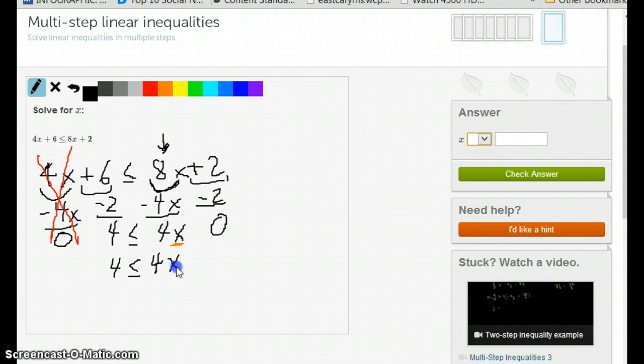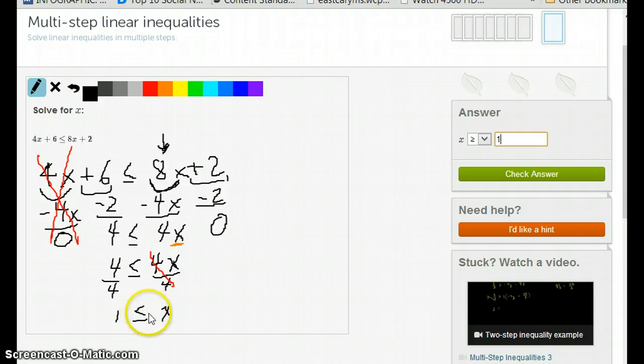Now we want to get x by itself. The easiest way to do that is to divide by 4 on both sides. If we divide by 4 on both sides, then the inequality is still true. So 4 divided by 4 is 1, less than or equal to, and then 4 divided by 4 is 1 also. So what's left is just x. So x is greater than or equal to 1.